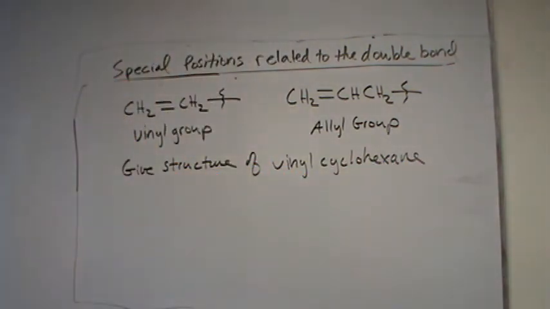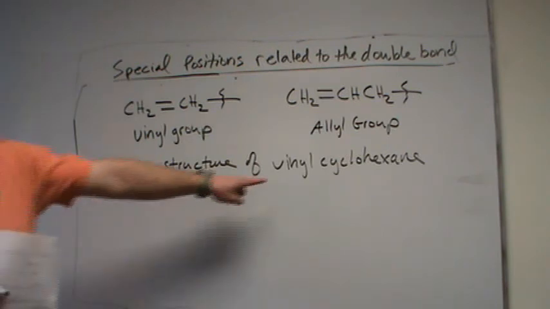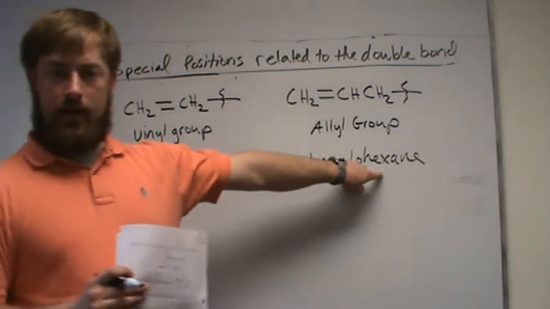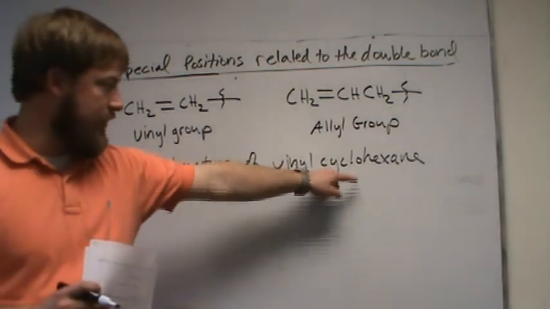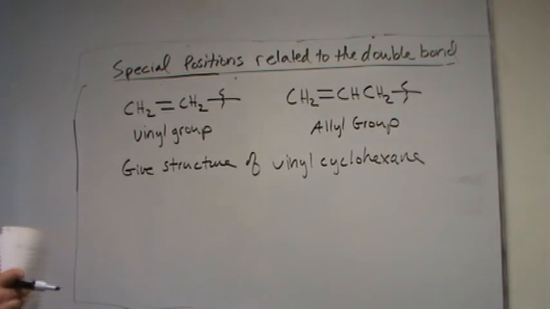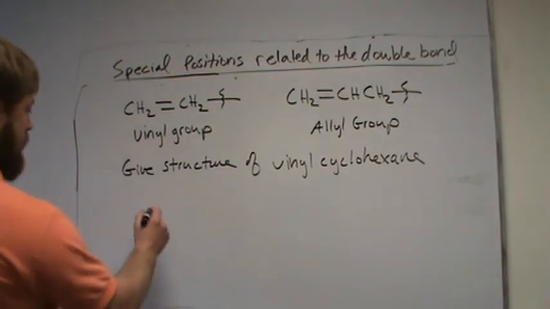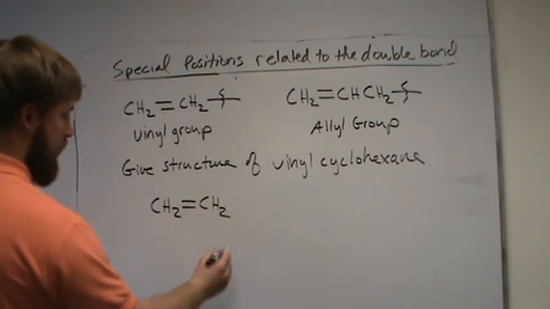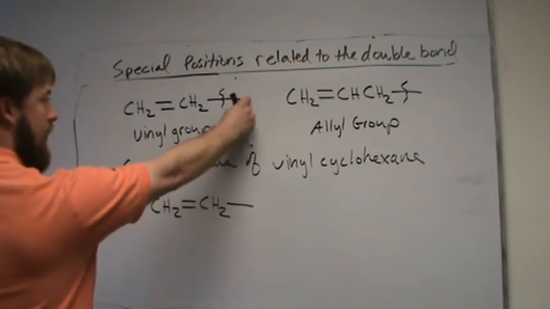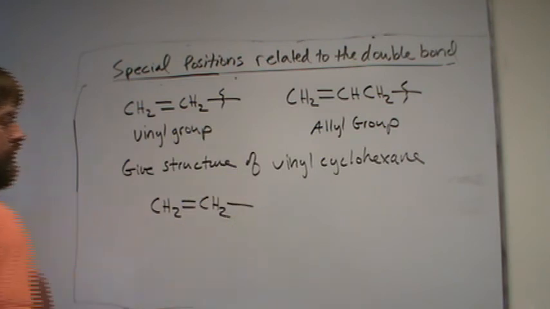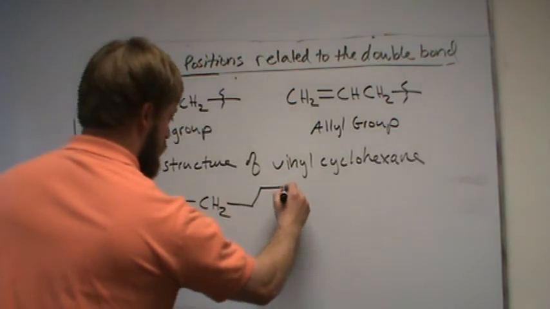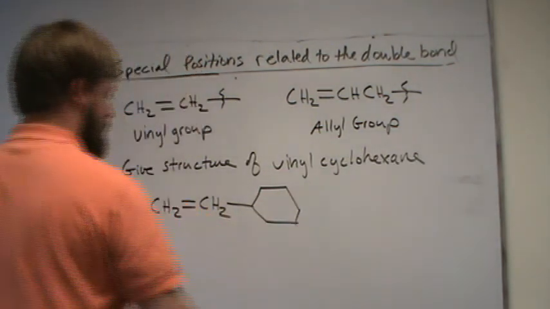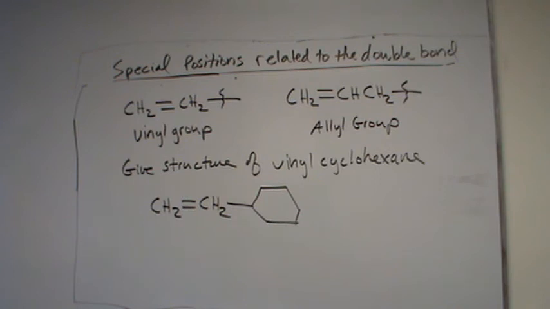How are we going to go about drawing that? This tells us we have a vinyl group and a cyclohexane group. So cyclohexane is directly connected to the vinyl group. So you can draw the vinyl group. What goes right here? What's directly connected to the vinyl group? It's cyclohexane. That's it. It's vinyl cyclohexane.